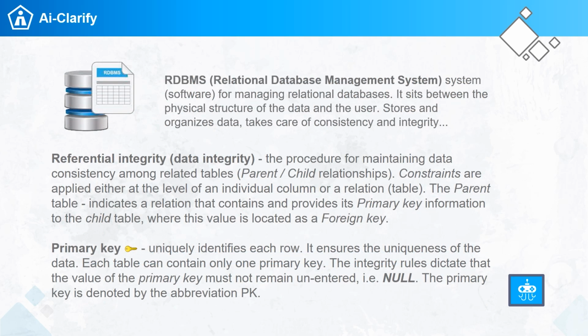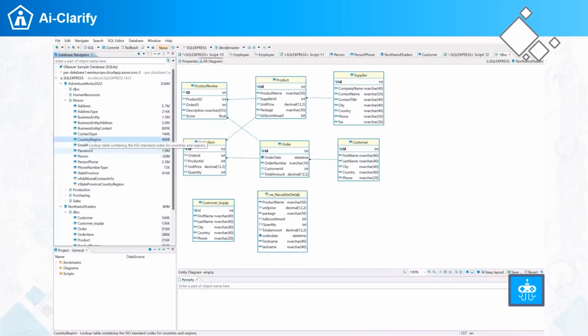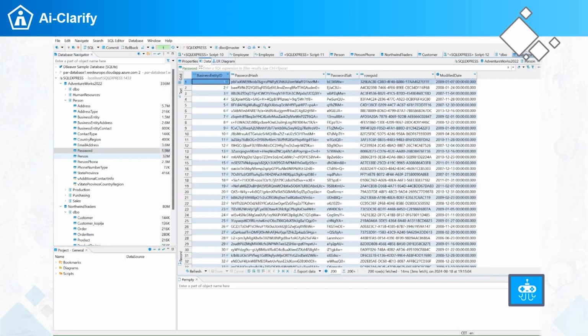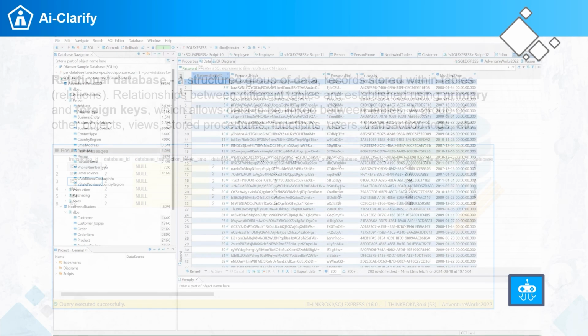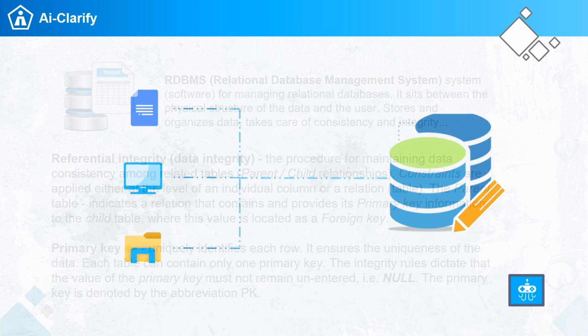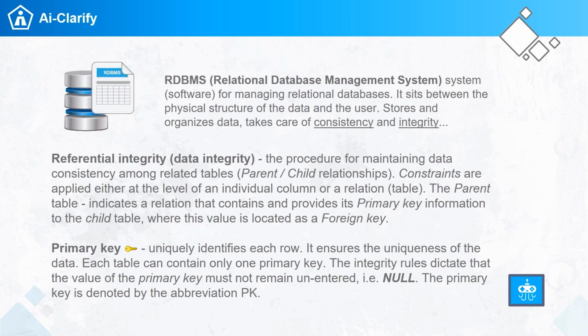For database management, we use RDBMS or Relational Database Management System, which is a type of software that enables storage, organization, and processing of data, ensuring efficient and reliable management of databases in the relational model. Today it is a key tool in the world of information technology because it enables reliable and consistent data management in various applications and industry sectors. It sits between the physical structure of the data and the user who accesses it. Essentially, it stores and organizes data while also ensuring data consistency and integrity.